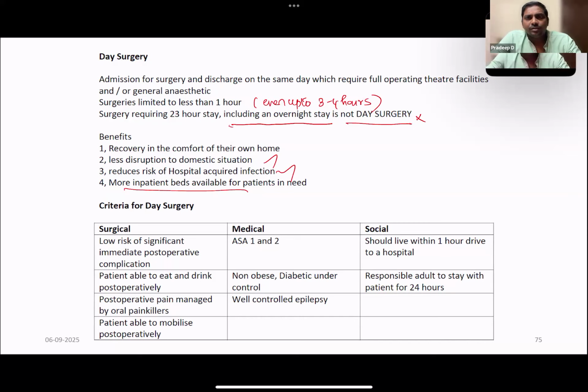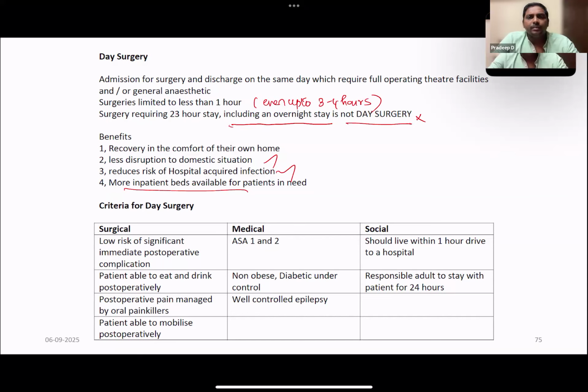Surgical factors include the surgery should have a low risk of postoperative bleeding or complication. After surgery, the patient should be able to eat and drink normally. Less postoperative pain, if at all it happens, it should be managed by oral tablets. Patient should be available for ambulation postoperatively. If these 4 things are satisfied in a surgery, that surgery can be considered for day care.